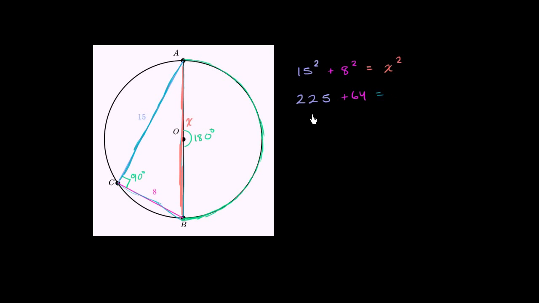225 plus 64 is 289, which is equal to x squared. And then 289 is 17 squared. And you could try out a few numbers if you're unsure about that. So x is equal to 17. So the diameter of the circle right over here is 17.